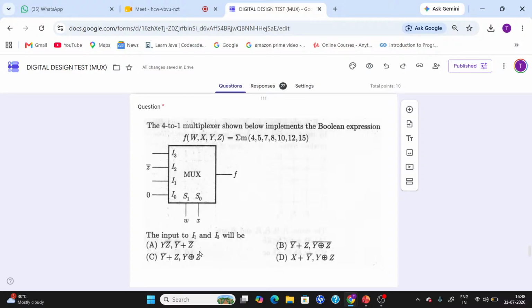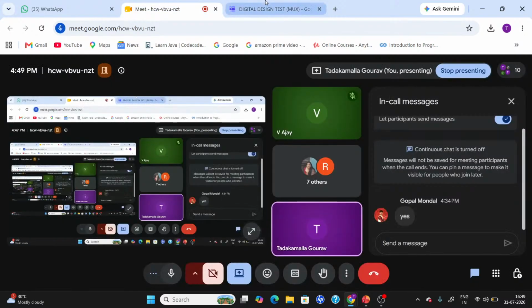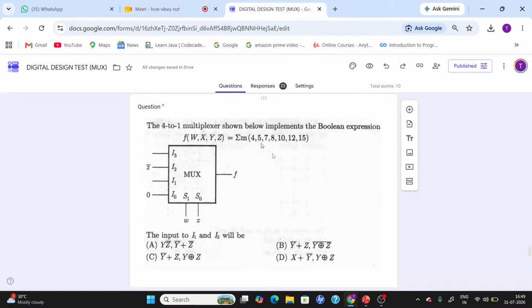Anyone wants to answer this question? What is the approach you have used for solving this question? Anyone has solved this question?